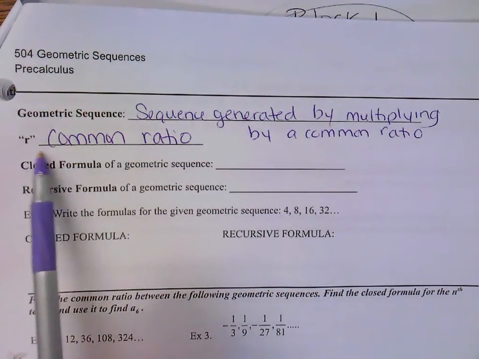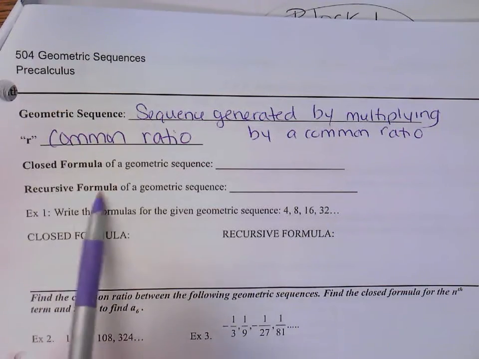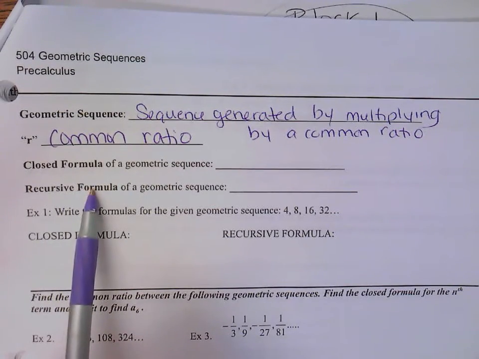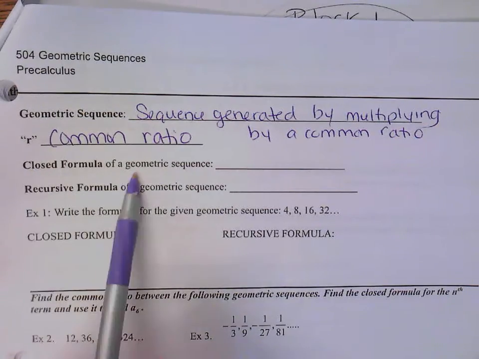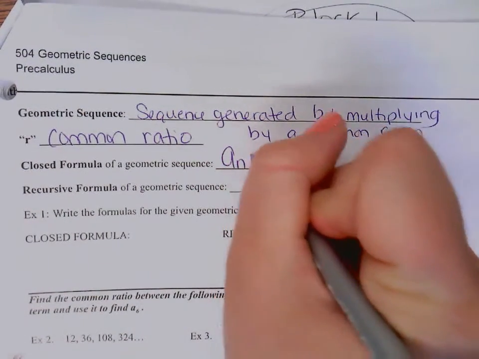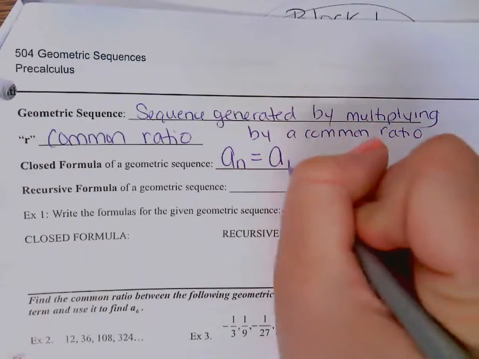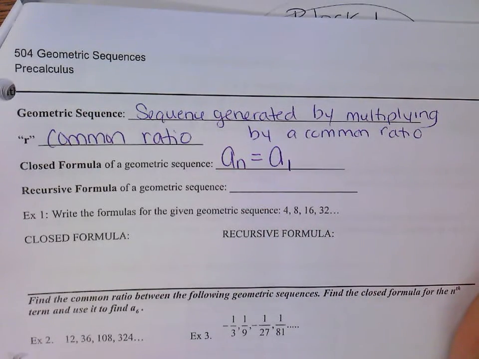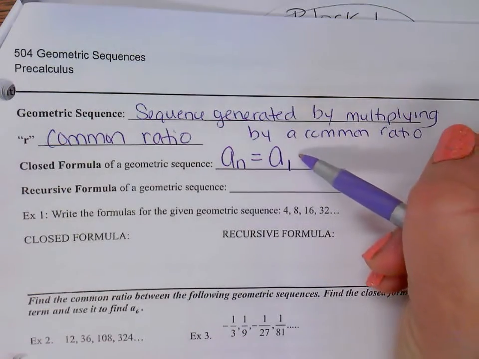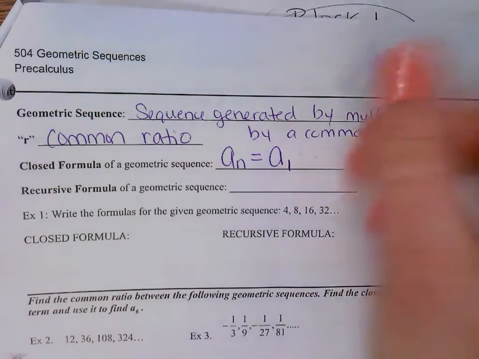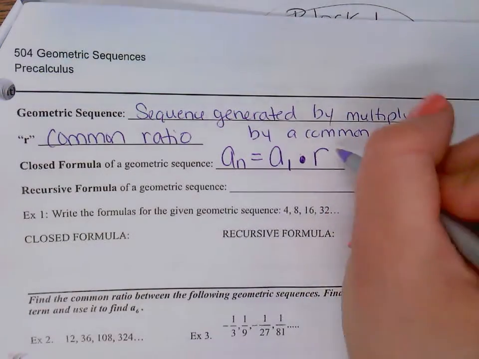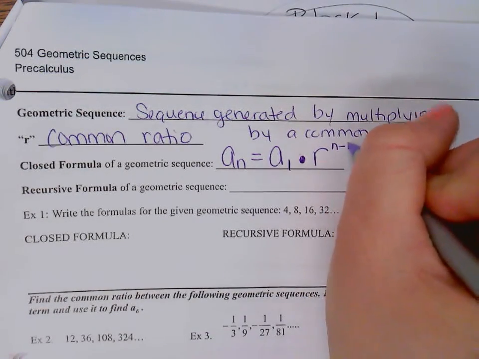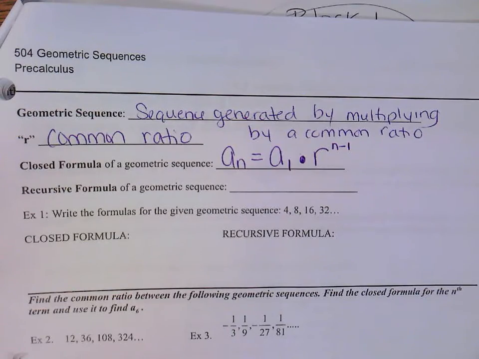This is another formula that you're going to have memorized along with arithmetic. It's very similar to arithmetic. So this time the closed formula is written a sub n equals your starting term, which is exactly the same as for arithmetic, but instead of adding our common difference, we're going to multiply by our common ratio, with n minus 1 in the exponent.